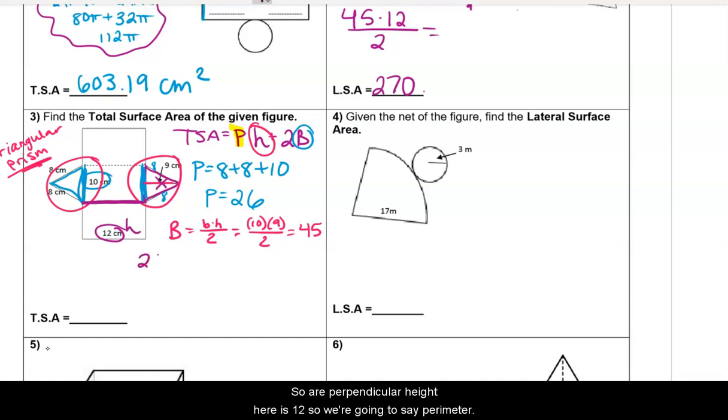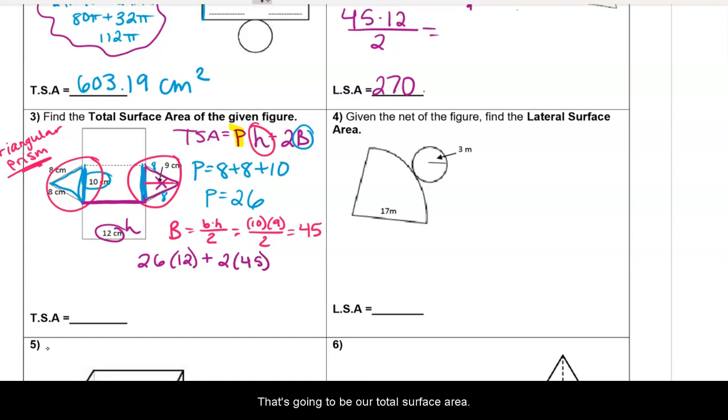So we're going to say perimeter times height plus 2 times big B, which is 45. That's going to be our total surface area. Give me a moment to calculate this. 2 times 45 is 90. 26 times 12 is 312. Plus 90 gives us 402. So our total surface area is 402 centimeters squared.